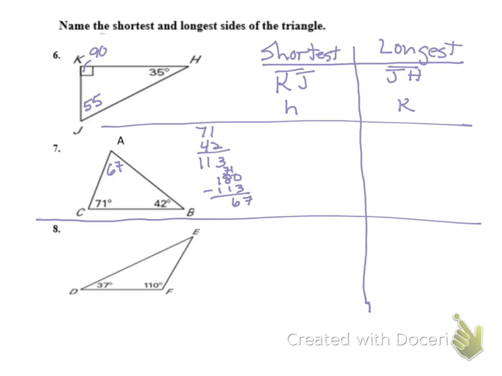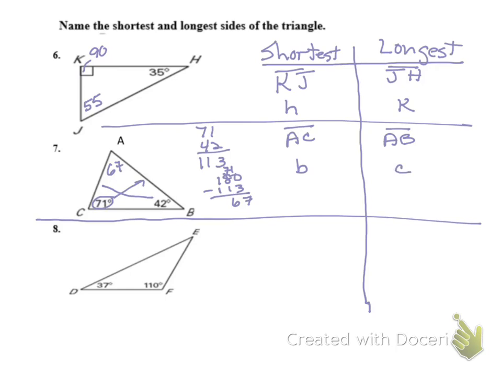The smallest side is across from the smallest angle, so that's going to make it across from 42, so that's AC. That's one way to name it, or you can name it little b. Okay, the longest is across from the 71. That's AB. So that's a fine name, as is little c.